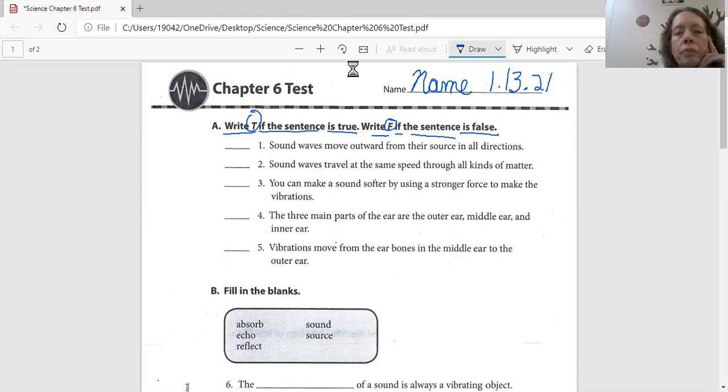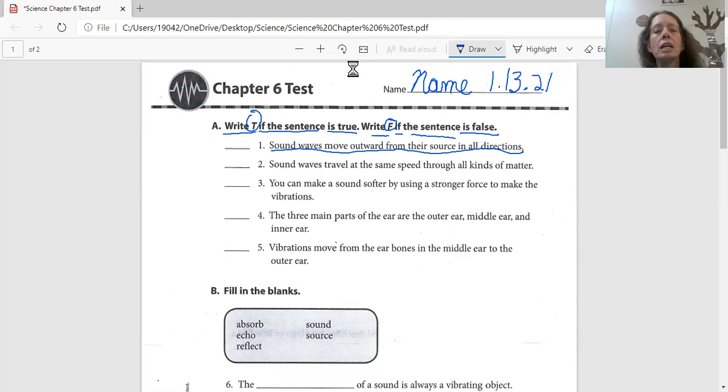Number 1 says, sound waves move outward from their source in all directions. You think that's true? Put a T. You think that's false? Put an F. Sound waves move outward from their source in all directions. This is a great thing about the video. If you need something repeated, just push back a little ways and rewind a little ways and come back onto it. Okay? That's number 1.